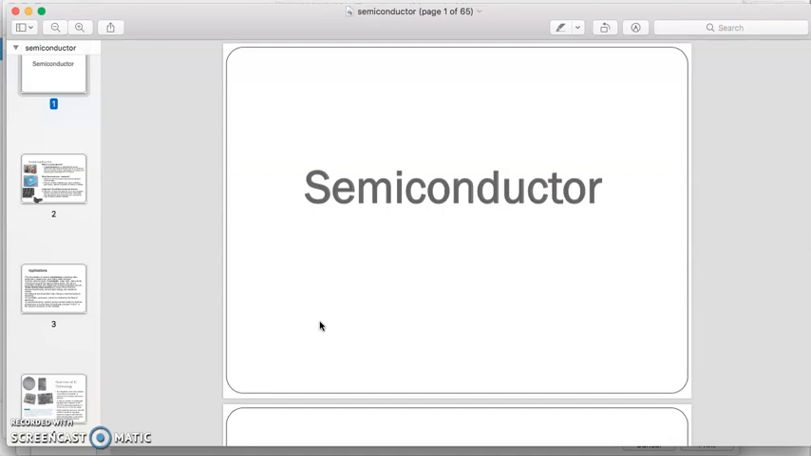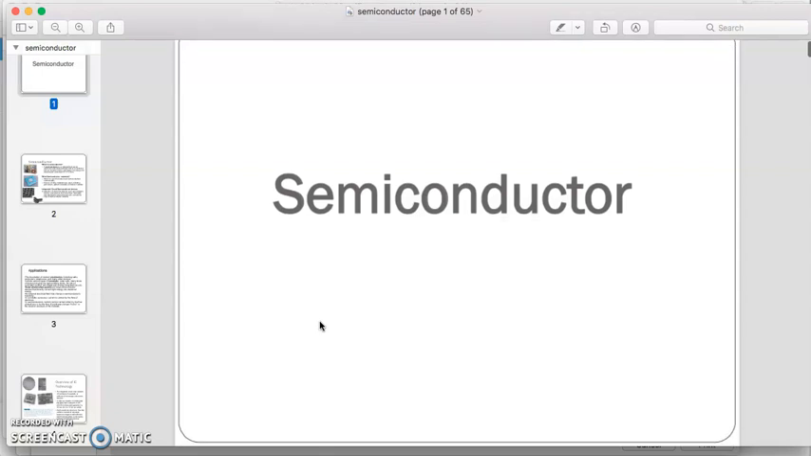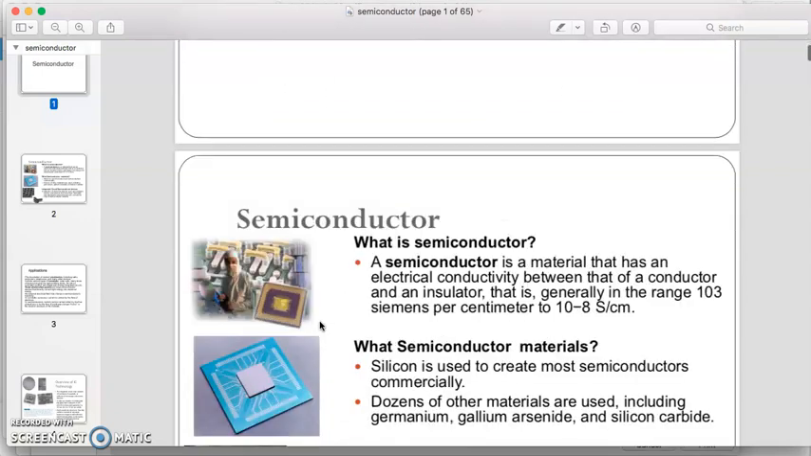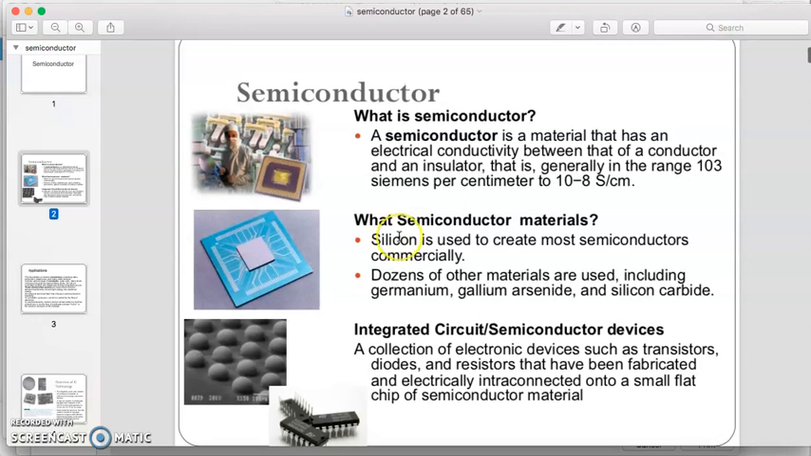Before this, I have posted the mind map of the semiconductor topic. Okay, what is a semiconductor? A semiconductor is a material that has electrical conductivity between that of a conductor and an insulator.